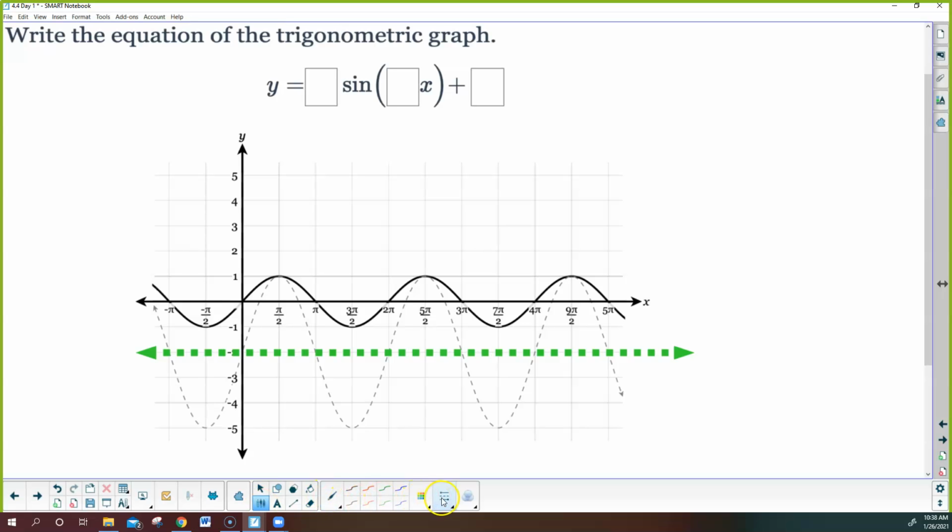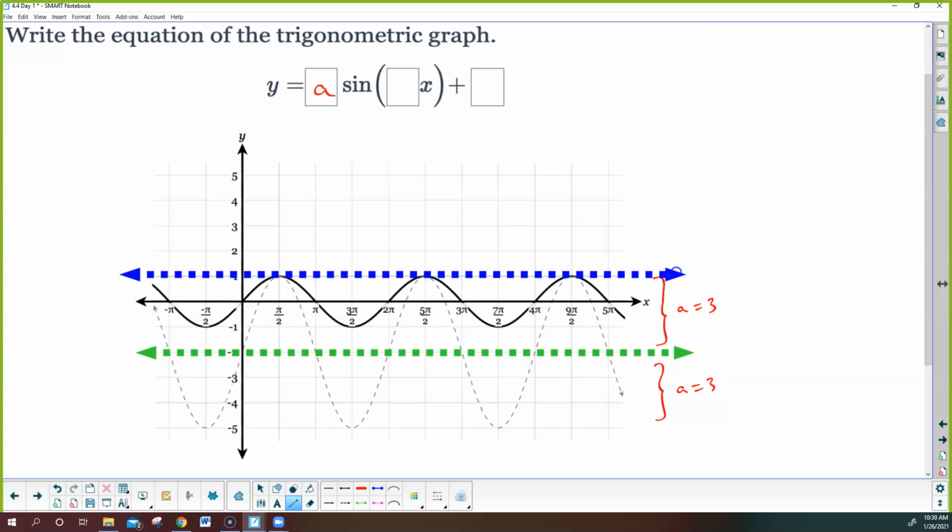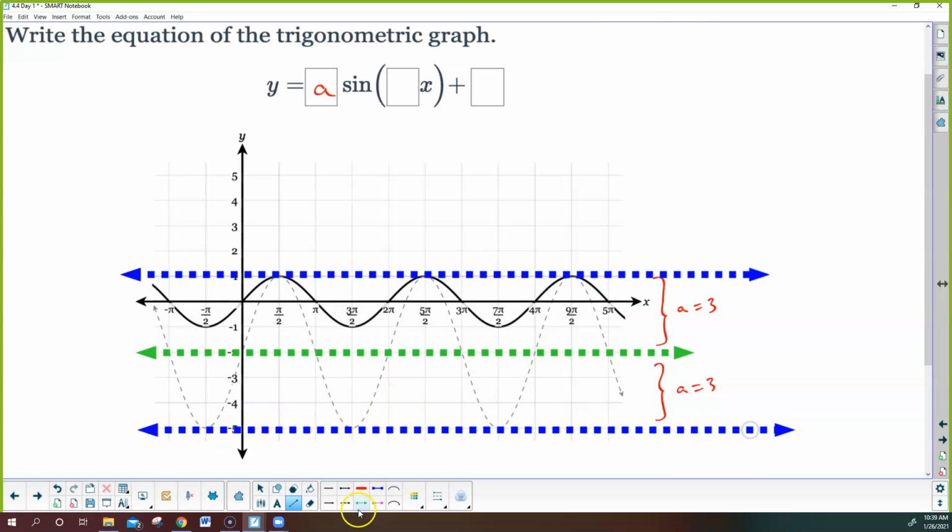But I don't like the guessing game, even though in this case it's kind of easy to see. Right? To the max, I went up 3. To the min, I went down 3, which means my A value is 3. But what if I didn't know that? How would we find that? Well, take your max line, which you know the max line is at 1. Take your min line and find the average of those values.